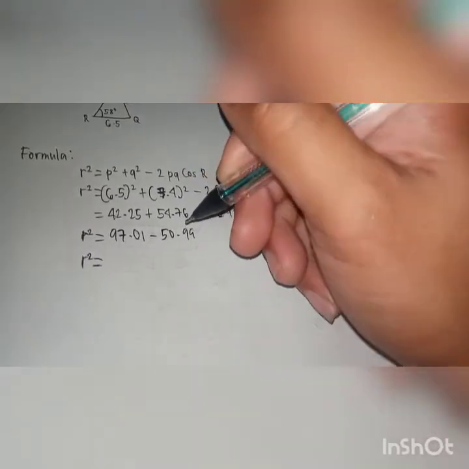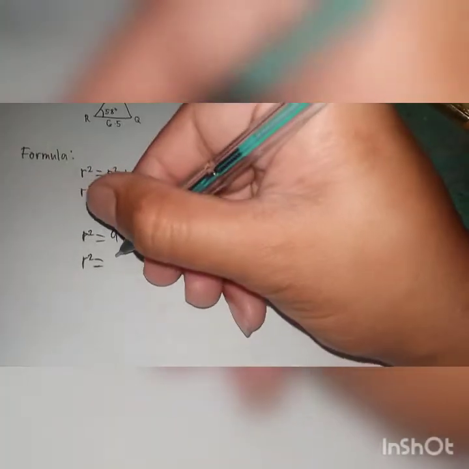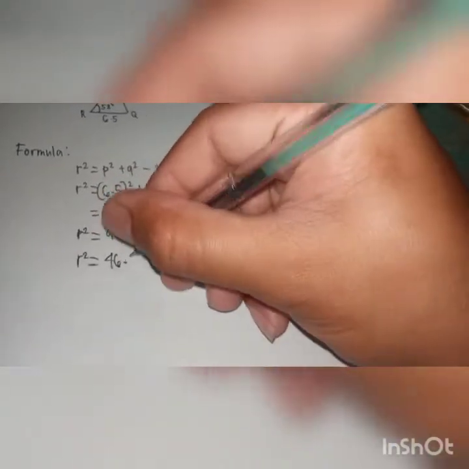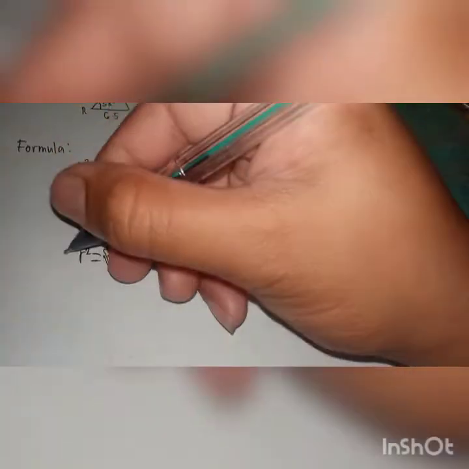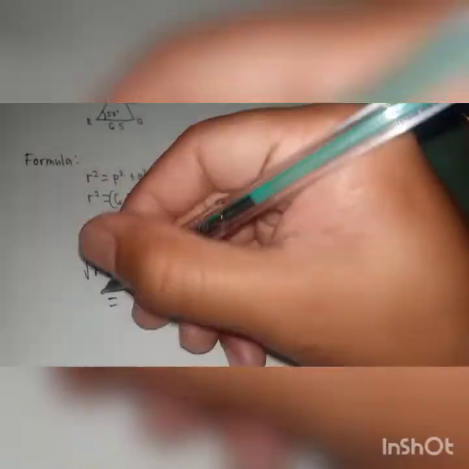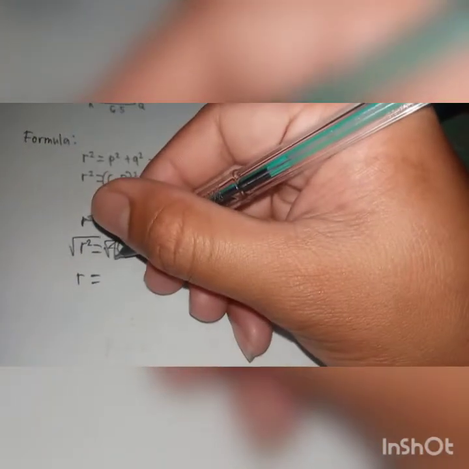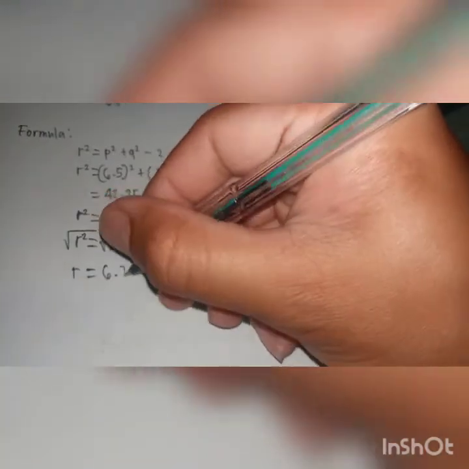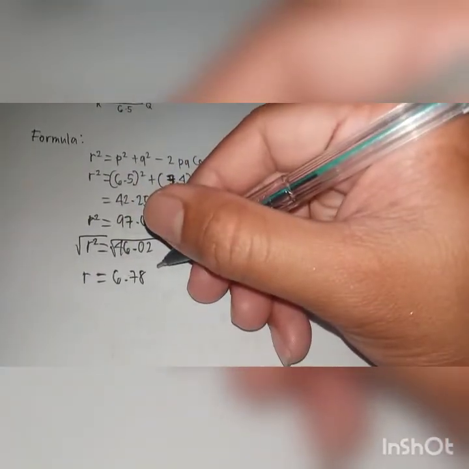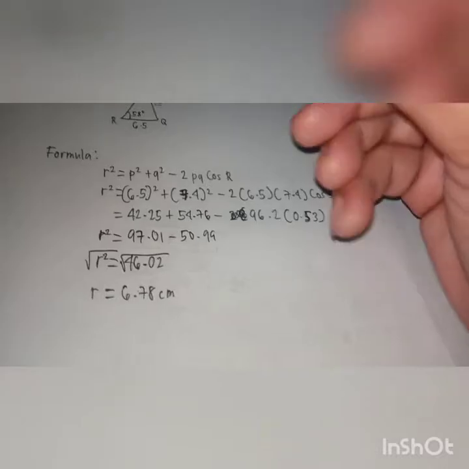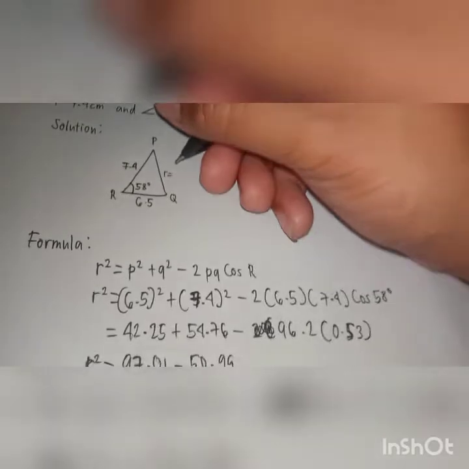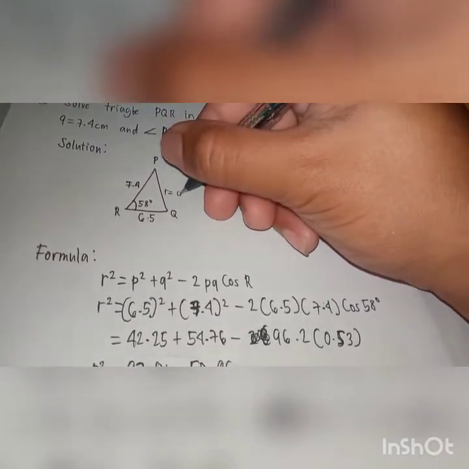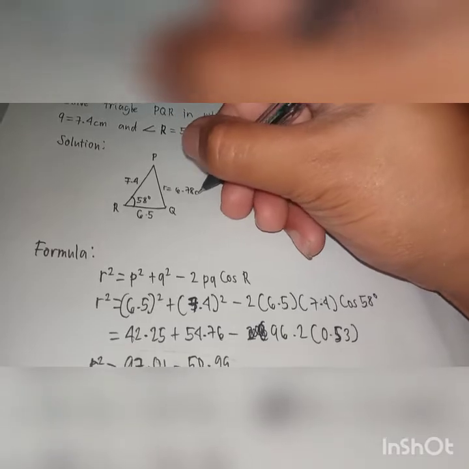So r squared is equal to 97.01 minus 50.99, which is 46.02. So take the square root. So r is equal to 6.78 centimeters. So the value here is 6.78 centimeters. So the final answer.